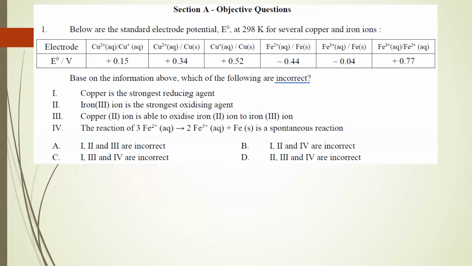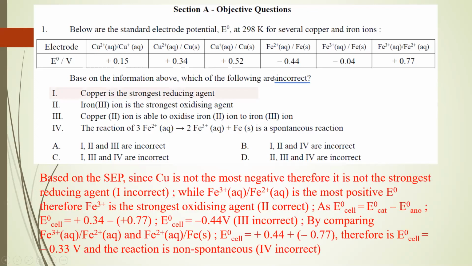Number 1, copper is the strongest reducing agent. So how do we look for the strongest reducing agent? We look for the most negative, then we look at the species at the right. The most negative is negative 0.44, and the species at the right is iron. So iron is the strongest reducing agent. So 1 is wrong.